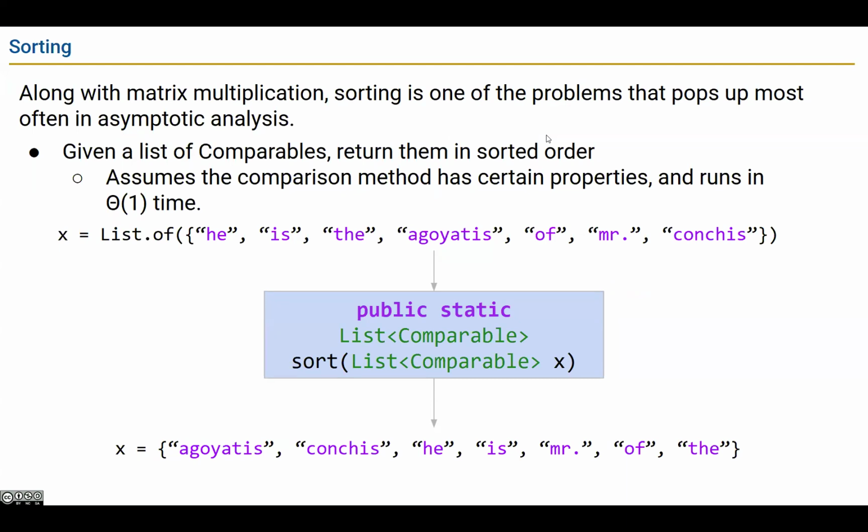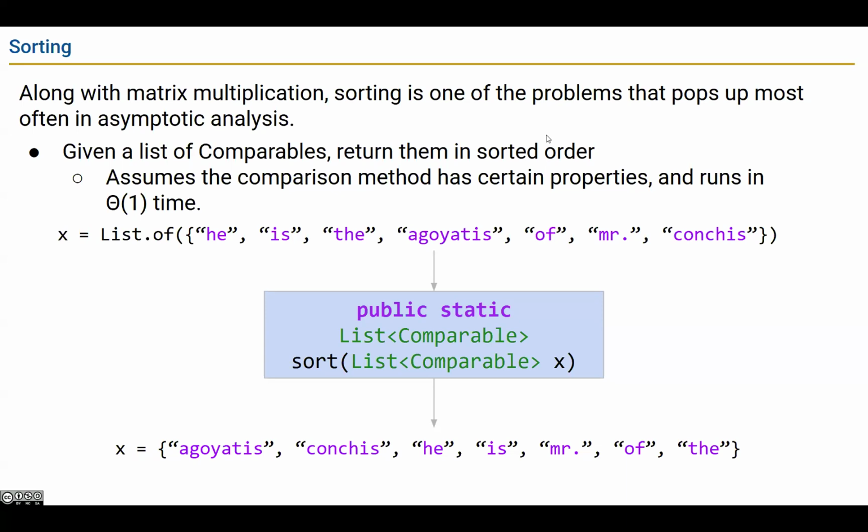Now, for this part, we're going to assume that the comparison method has some properties that allow it to actually work as comparable. Namely, we need to have it so that x is always less than or equal to x. We need to have it so that either x is less than or equal to y or y is less than or equal to x. You can't have both.